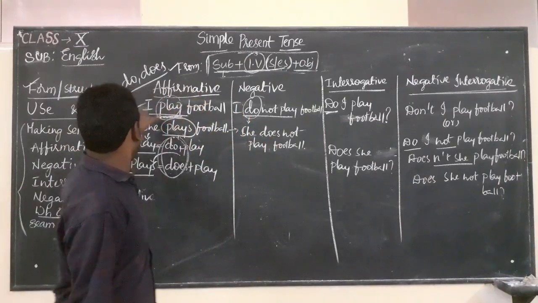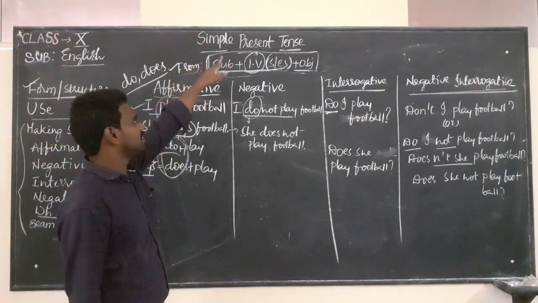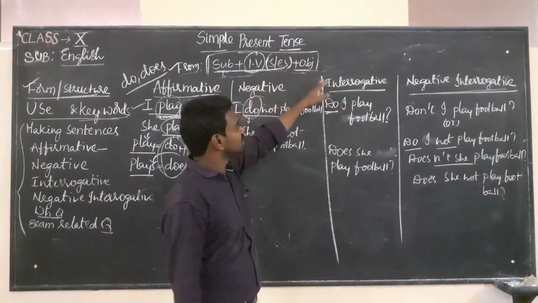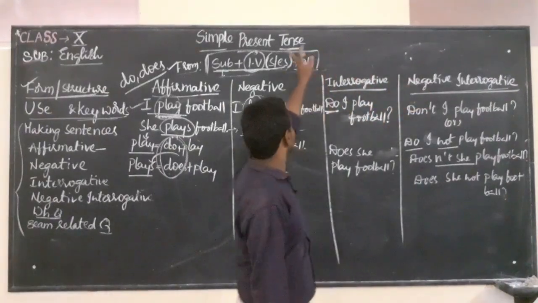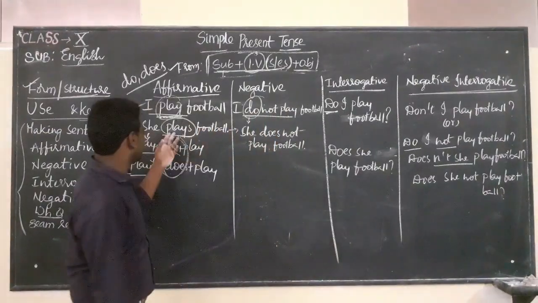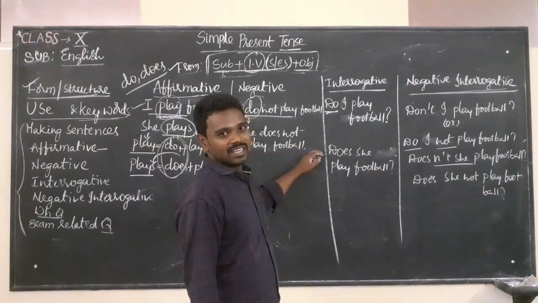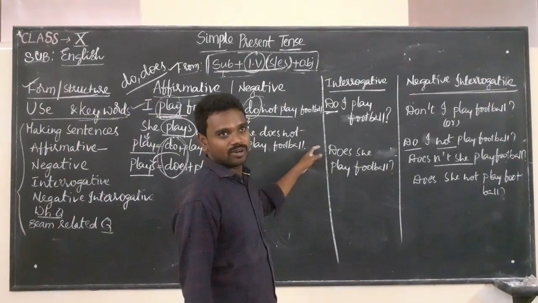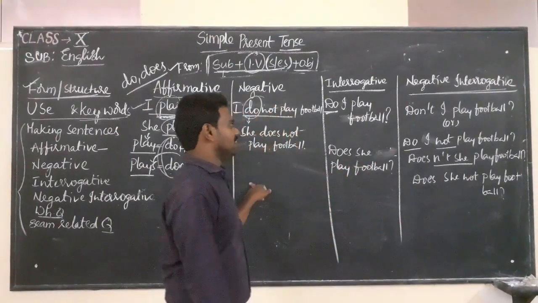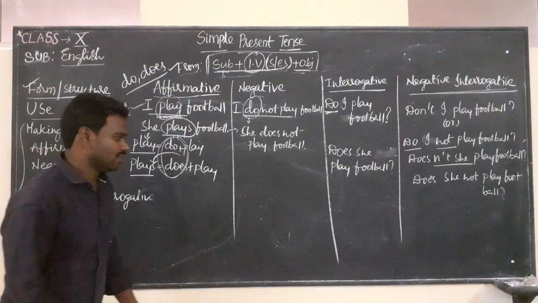So how to make sentences? Making sentences in simple present tense: affirmative sentence, negative sentence, interrogative sentence, and negative interrogative in simple present tense. For example, in an examination they give you like this: she plays football. They will ask you to write it to get a yes or no answer. So how do you answer? Does she play football? This is one way. And negative: doesn't she play football? This is one.